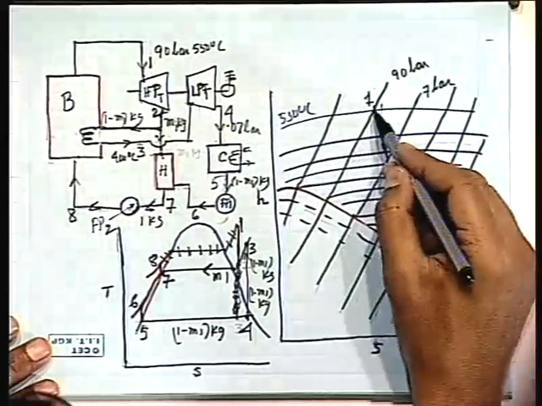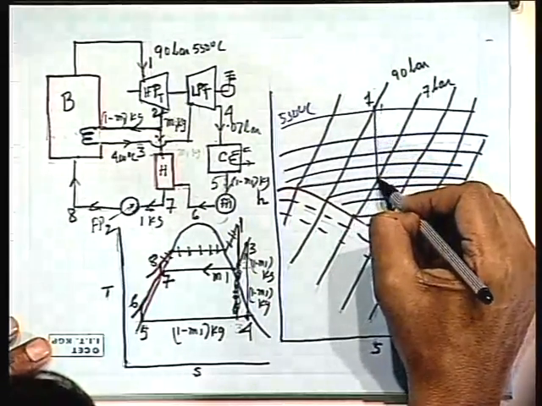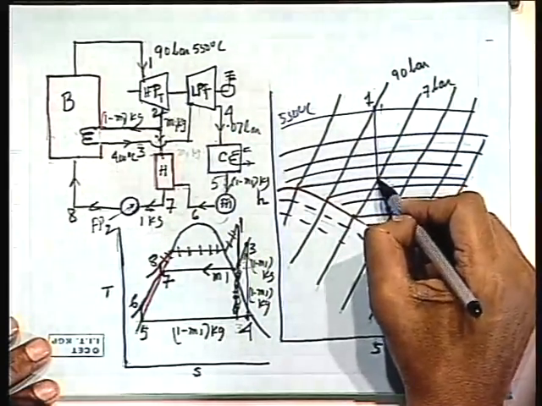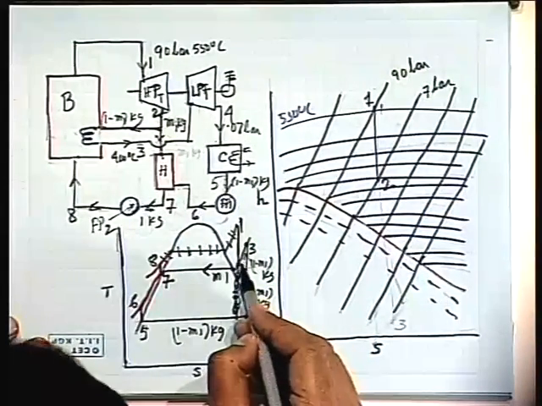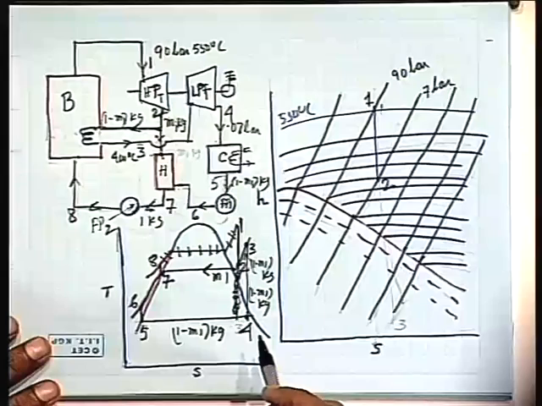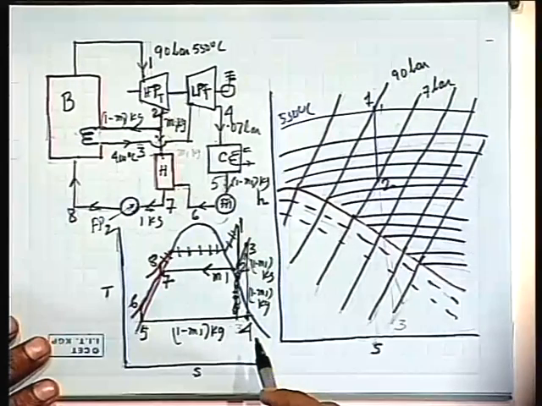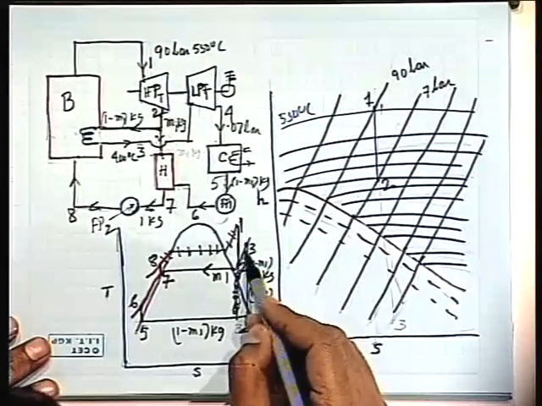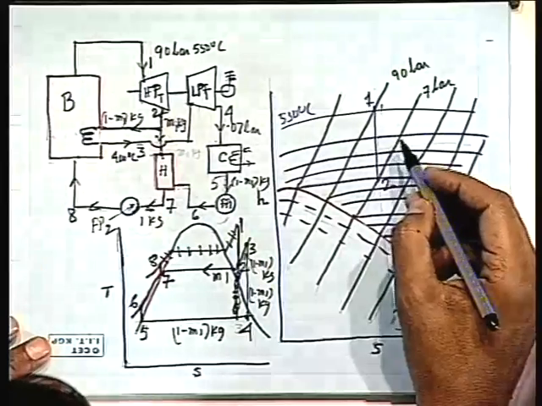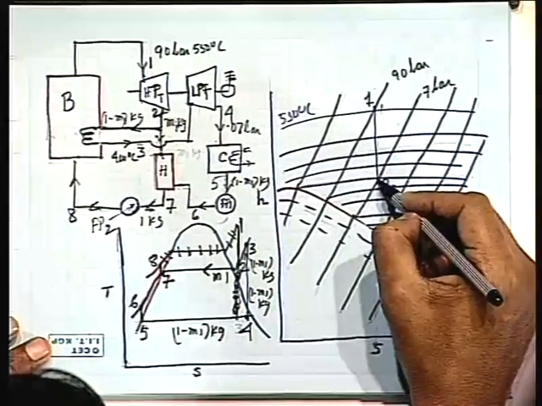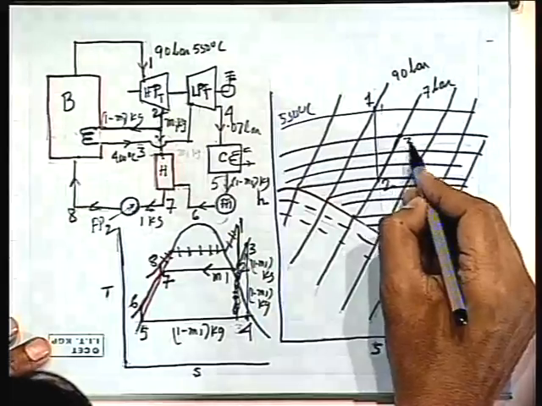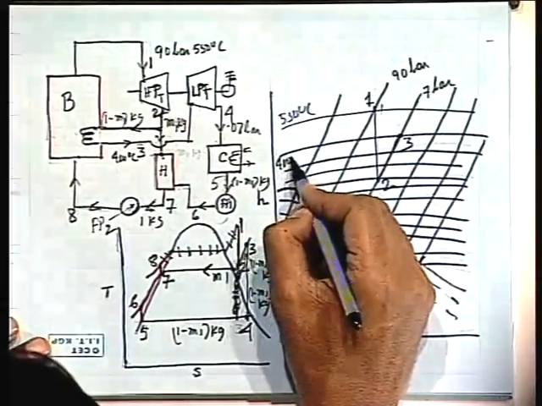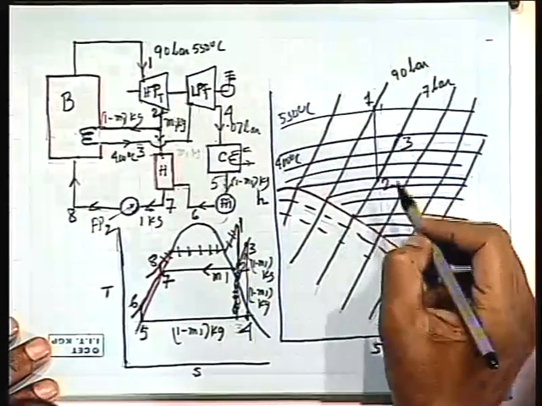Because other pressures will come, so 1 to 2. That means I can generate the point 2, this point 2. Clear? Then 2 to 3 is the constant pressure reheating to 400 degrees Celsius. Let us consider this is 3. That means this is 400 degrees Celsius. So this is for one part of the steam.